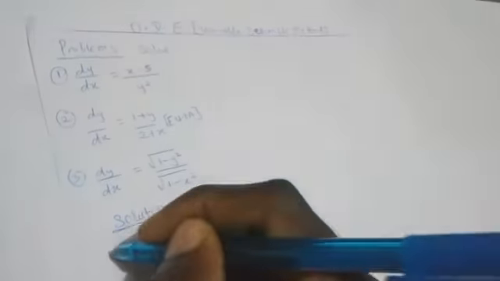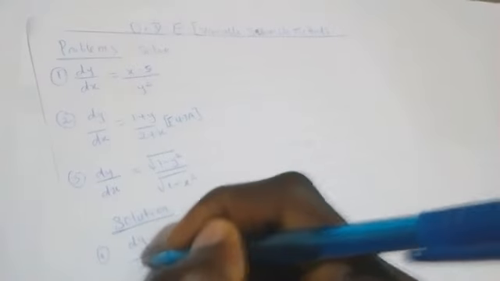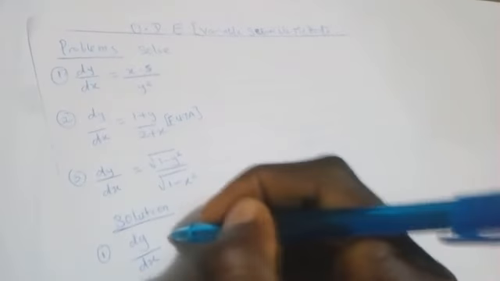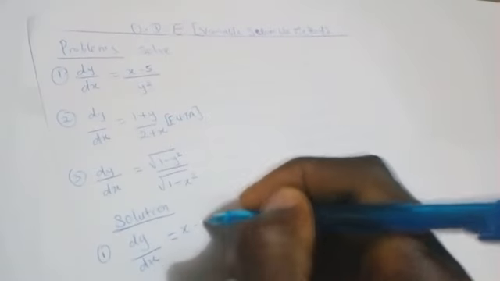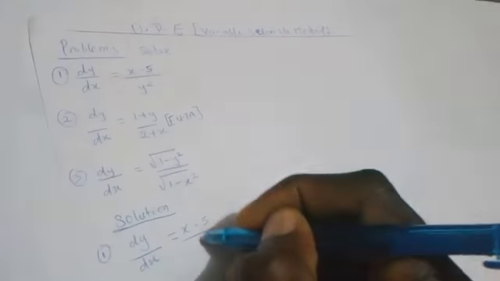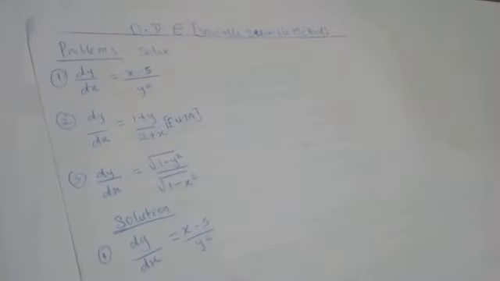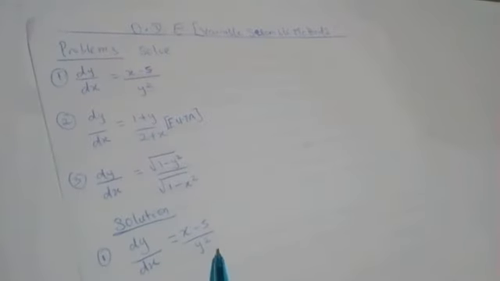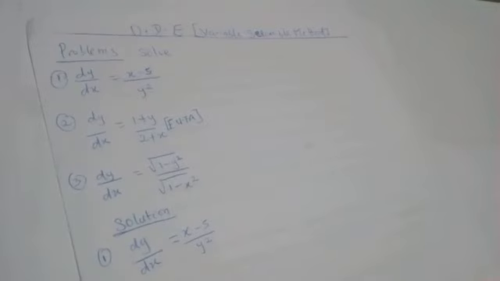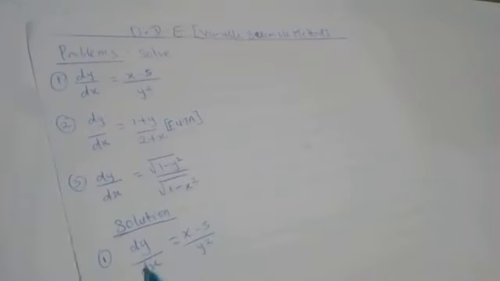Now, question 1. We have dy/dx equals (x - 5) over y squared. Now, you are going to ensure that your dy and your y are in the same position. Everything related to y and its derivative goes at the left hand side, and anything related to x and its derivative at the right hand side. So that's what we're going to do.